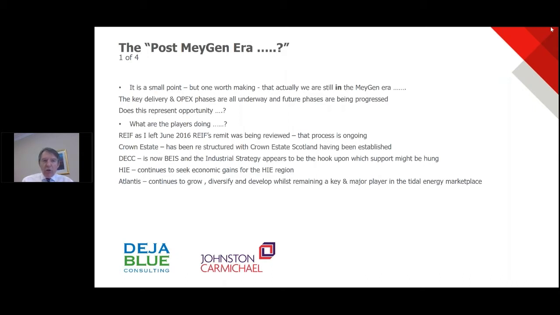In the post-MeyGen area, it's also important, I think, to consider what the players who funded first time around are doing now, because as with all raises, your first and best route to raising more money is your existing investors. So what are those original players doing? Well, REEF, I left the Scottish Investment Bank in June 2016, and at that time, the remit for REEF, what it was going to do, was under review. Now, I have no insight or inside knowledge into what's happening now, and my understanding is REEF is very much open for business, but the process of review and what it may concentrate on is an ongoing one.